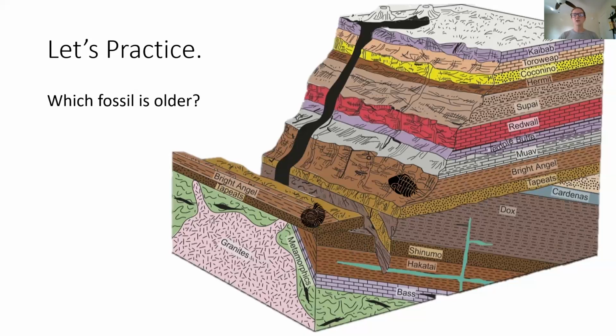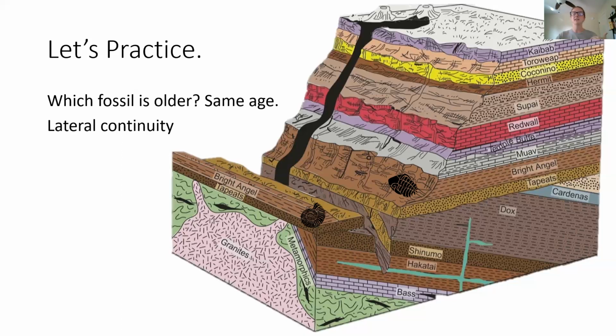All right, next one. Which fossil is older? We have one fossil in the Bright Angel Formation on the far side of the canyon, another fossil in the Bright Angel Formation on the closer side of the canyon. Which one's older? Well, hopefully I couldn't trick you. You know that because of the principle of lateral continuity, they're the same age, right?